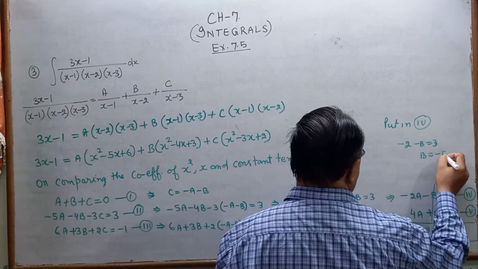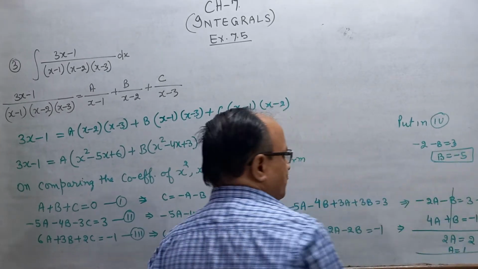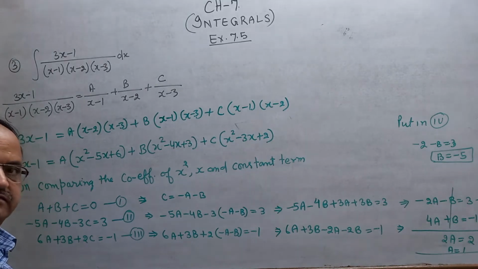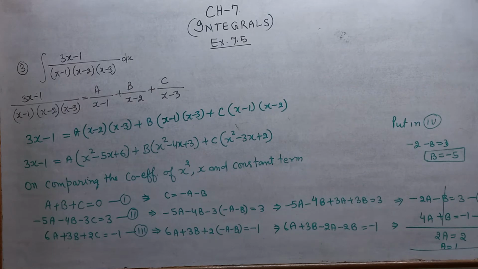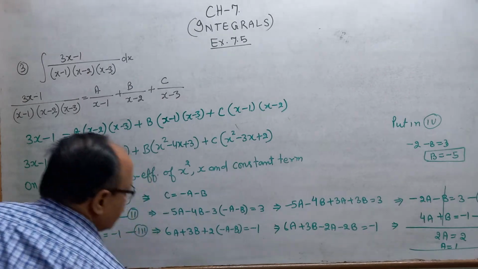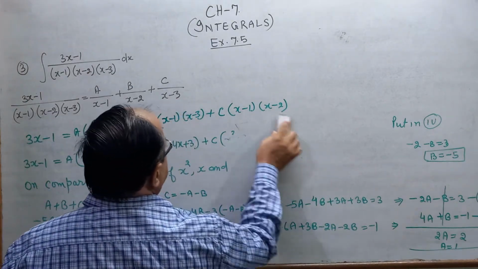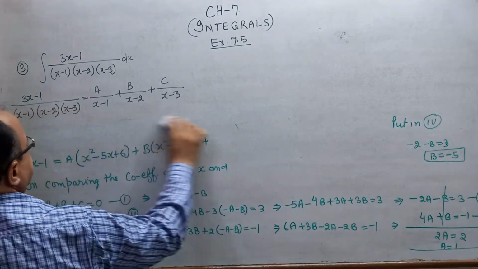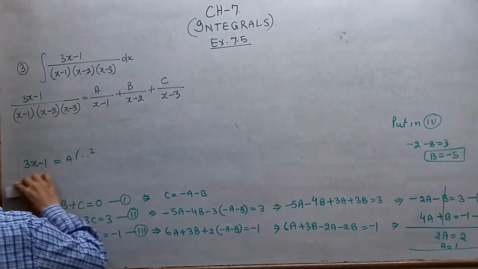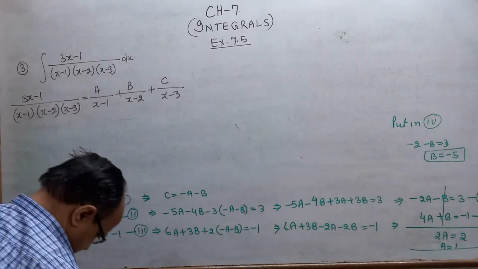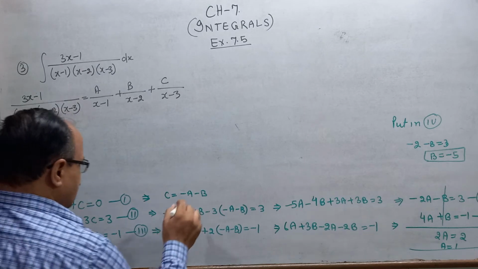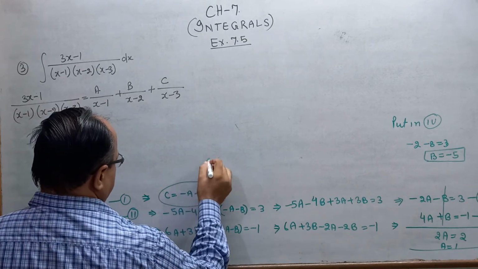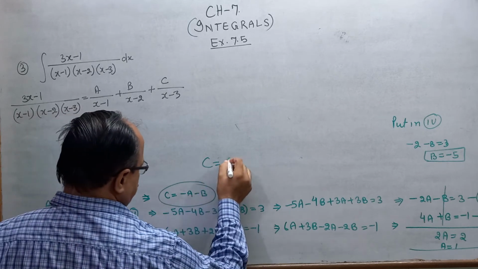Therefore B is equal to minus 5. And put the value of A and B here.